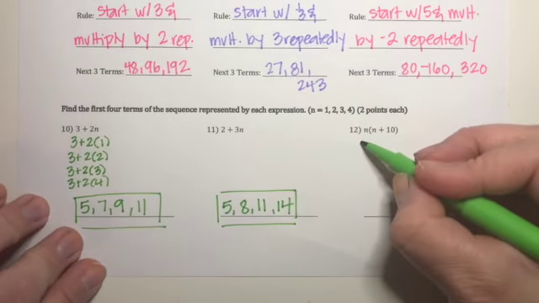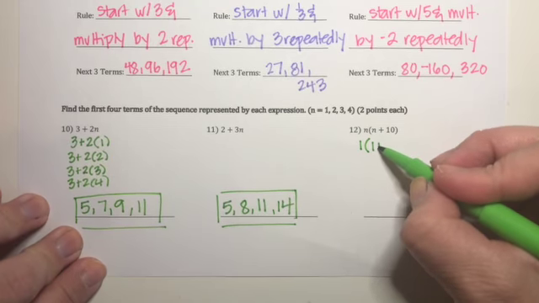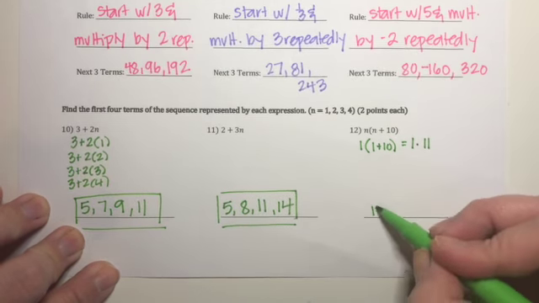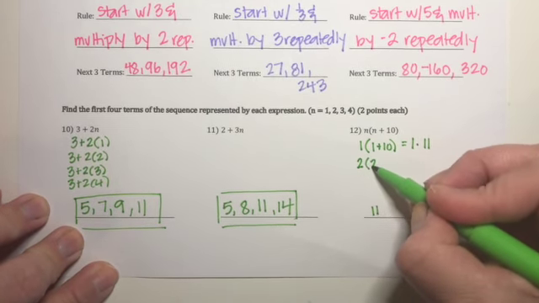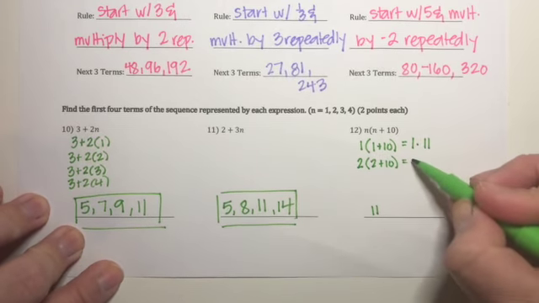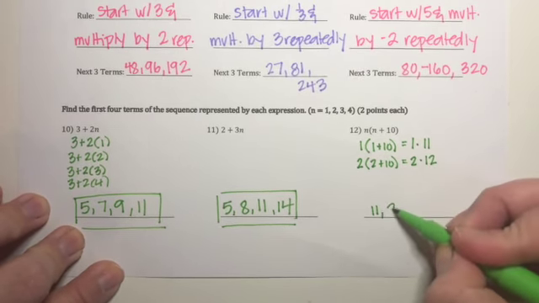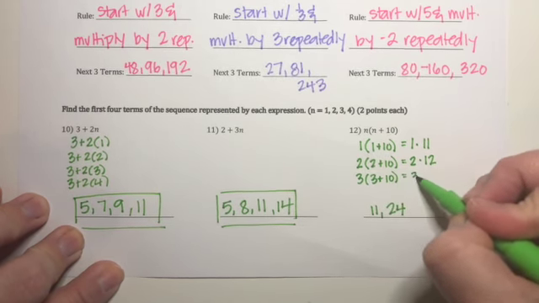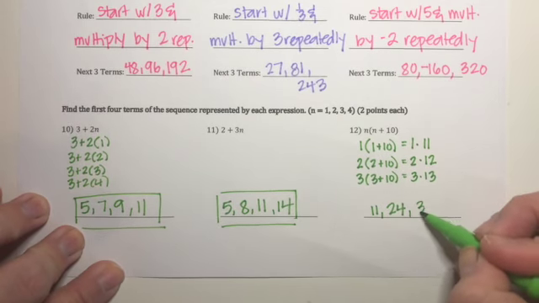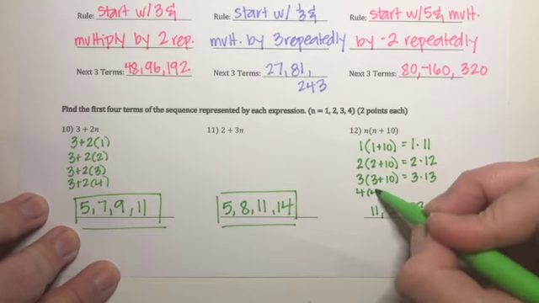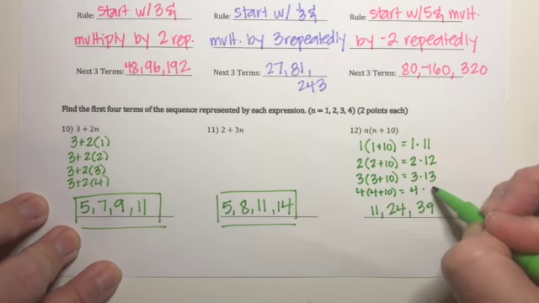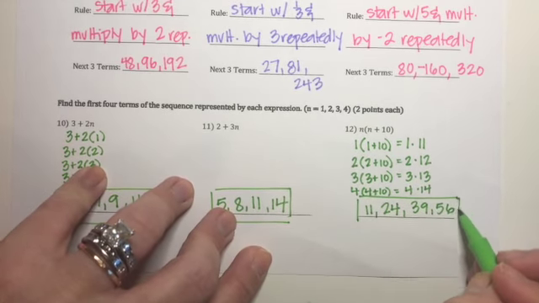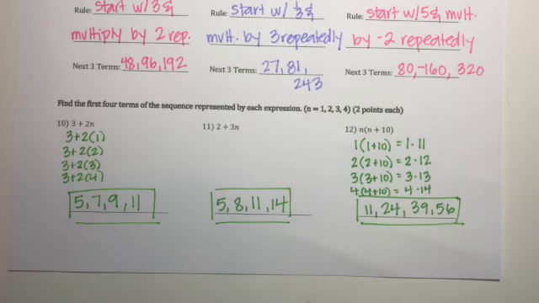Okay, I'm going to go ahead and write this first one out. So this is 1 times 1 plus 10. So that's essentially 1 times 11, which is 11. 2 times 2 plus 10. So that's 2 times 12, which is 24. 3 times 3 plus 10. That's 3 times 13, which is 39. 4 times 4 plus 10 is 4 times 14, which is 56. Okay, and use a calculator, absolutely fine, but we always have to use PEMDAS.